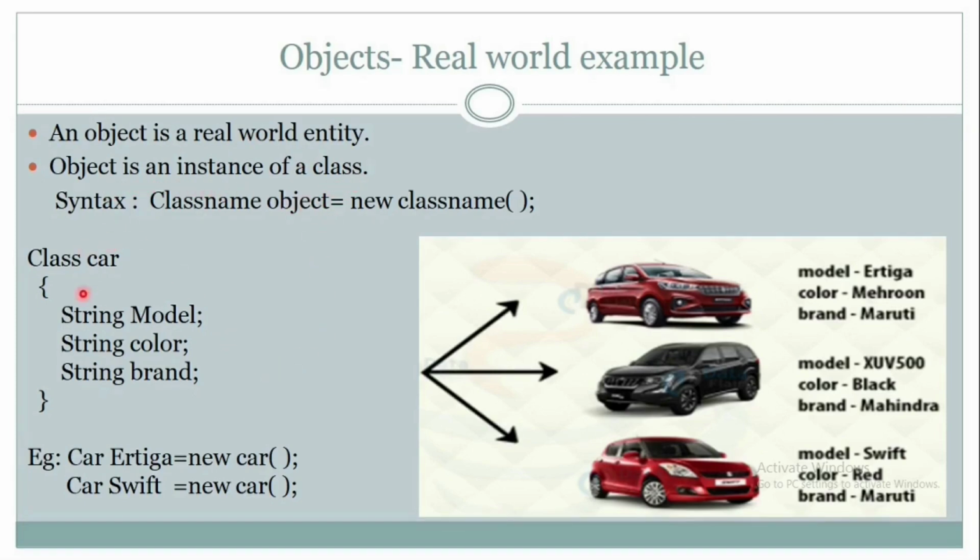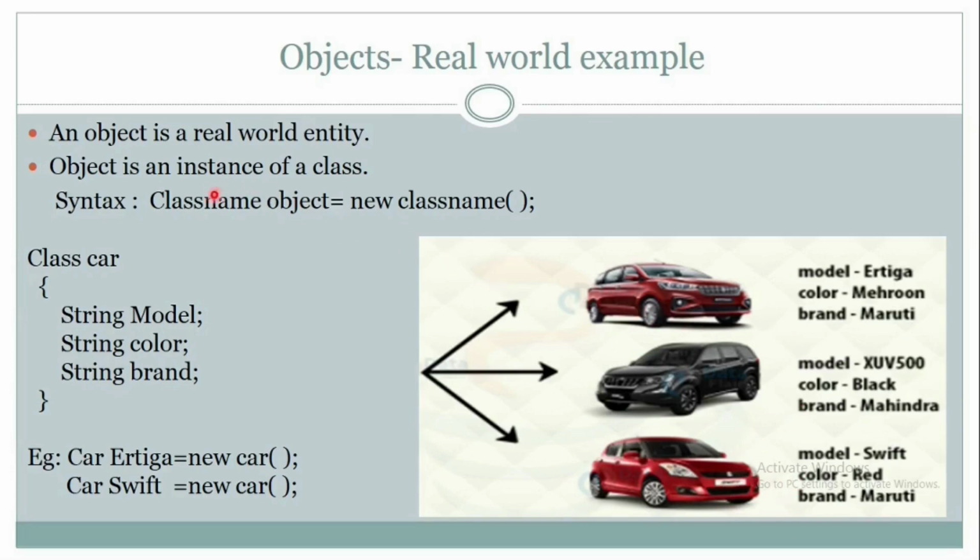Let me take a simple example. Here we have class Car and these are the variables: model, color and brand. This is just a logical representation. An object, as you can see, is a physical representation. So this Ertiga, Mahindra XUV 500 or Maruti Swift, all these are objects that appear in the real world. Whenever in the programming world you create an object, memory will be allocated to it. A car will have a model, color and brand, so for each object you create, the compiler will allocate memory.